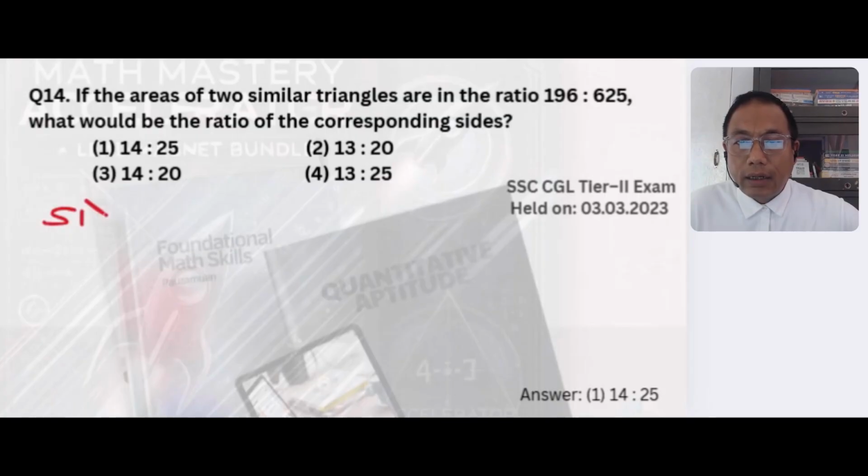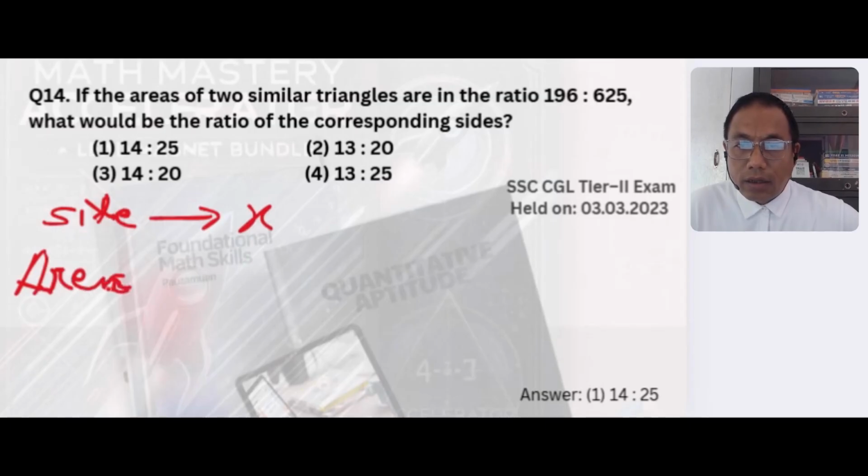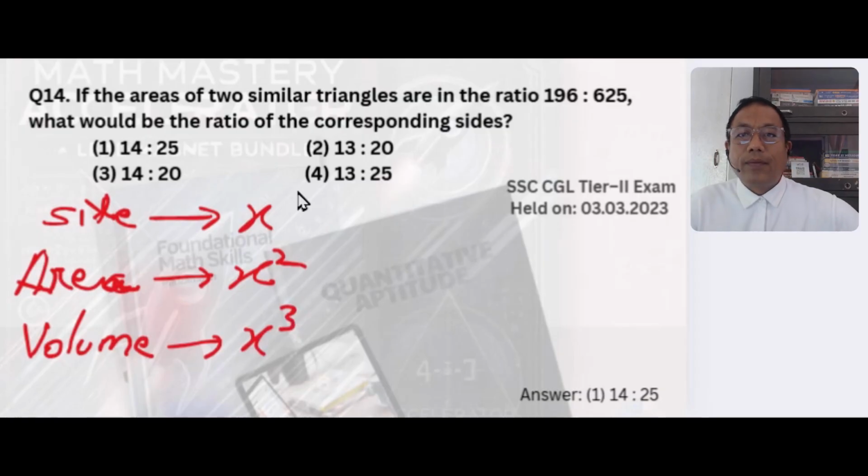Side, take as x, area will be x square, volume will be x cube. Volume is cube. Remember this. Now, area is given. We're asked to find sides.